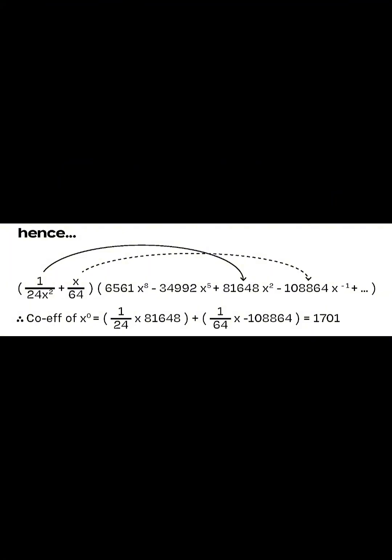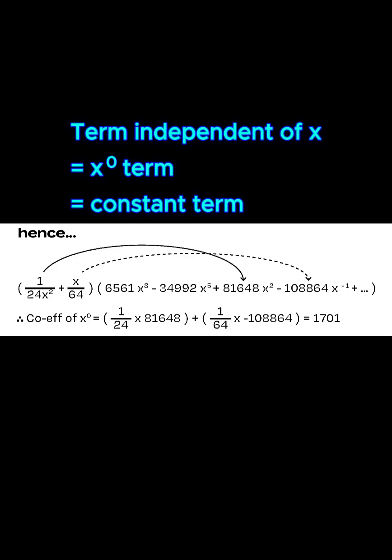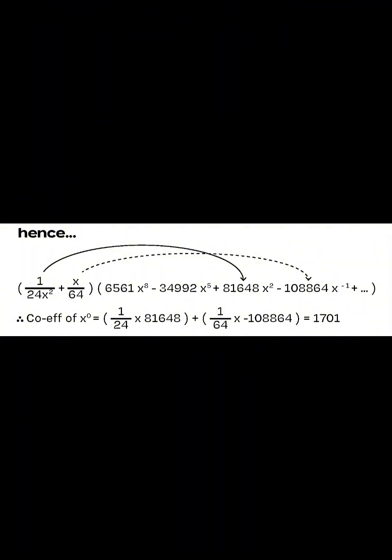Okay, so what is the term independent of x? The term independent of x is also known as the x to the power 0 term, and is also known as the constant. So indirectly, the teacher is just simply asking you which multiplication between these two brackets is going to get you the constant term.